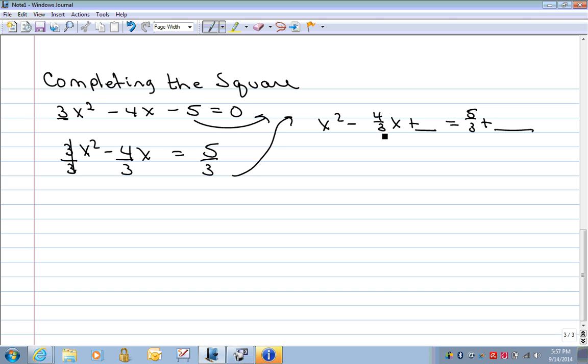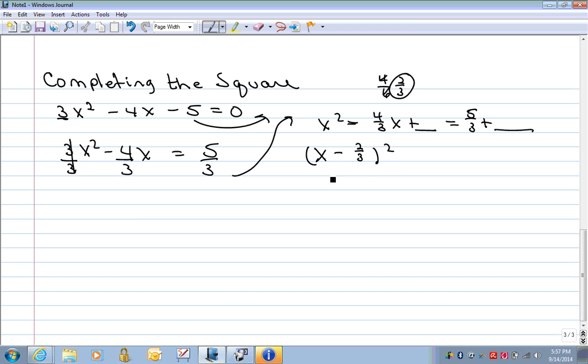All right, now we're going to create our binomial squared. So we're going to bring down the x, we're going to bring down the subtraction, and we're going to take half of 4/3. Well, half of 4/3, if you divide 4/3 by 2, it's the same as multiplying by 1/2, which would give you 4/6, which would reduce to 2/3. And I'm just doing that up here to make our math a little simpler. So I'm going to make this 2/3.